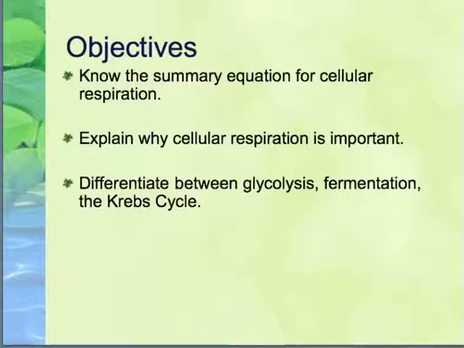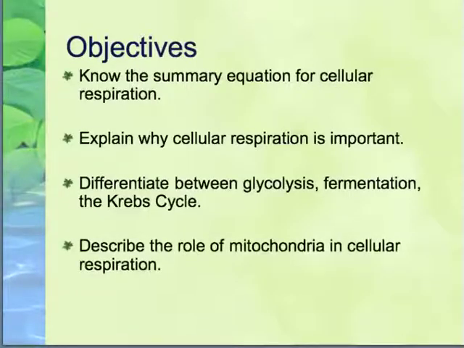Fermentation is what we do with the leftover stuff from glycolysis that doesn't get fully processed. And the Krebs cycle is what takes us all the way through to the end, where we go from glycolysis to the Krebs cycle to produce more ATP. And the Krebs cycle is an aerobic process, whereas glycolysis and fermentation are anaerobic, meaning without oxygen.